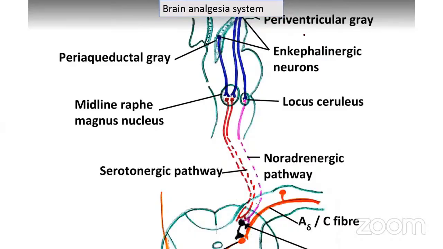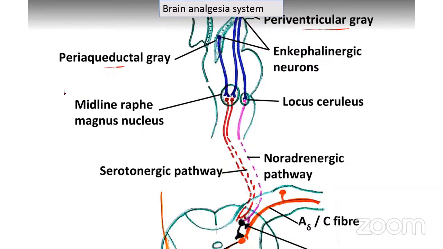So there are regions, it is periventricular gray and periaqueductal gray, which is seen in the midbrain and upper pons. From these regions, here you can see the blue lines are the neurons arising from this periventricular gray and periaqueductal gray region of the midbrain and upper pons. These neurons are encephalinergic. We have already seen encephalinergic neurons are the endogenous opioids. These neurons finally go and terminate here.